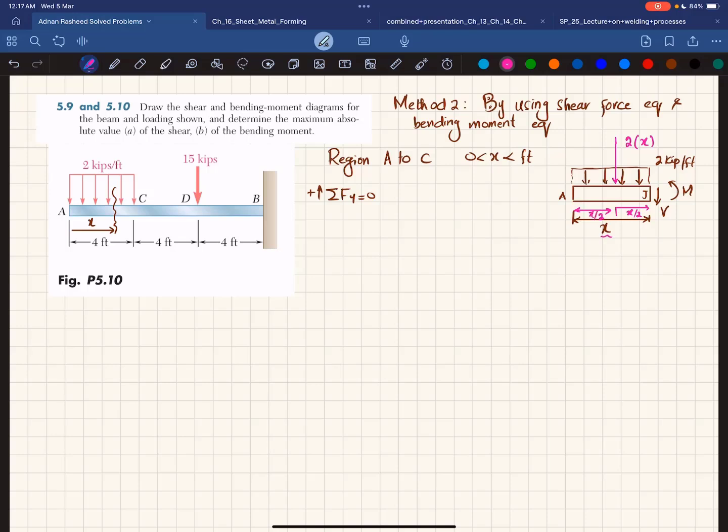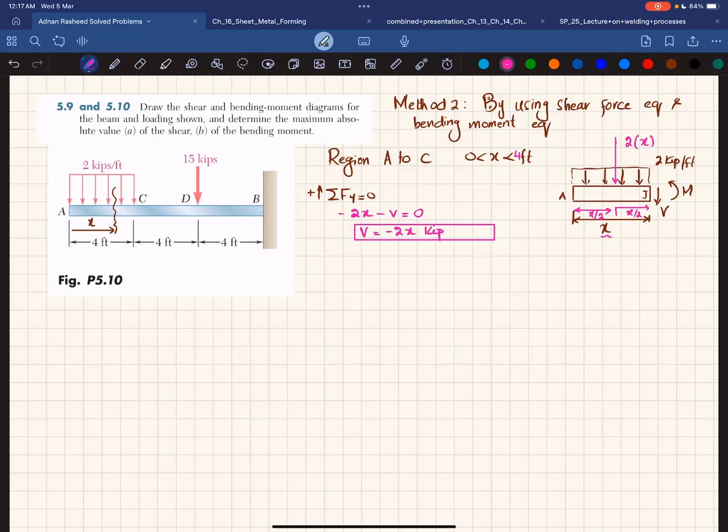Now we will apply this equation. So you can see the sum of all forces along y direction must be equal to 0. So 2x, which is acting downward, so minus 2x minus V is equal to 0. So it means that V is equal to minus 2x, and the unit will be kept. Now when you put the value of x for different x values defined over here, x greater than 0 and less than 4 feet, you will get the value of shear force for the region AC.